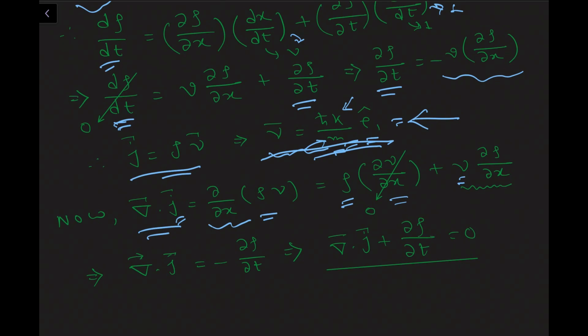Now we can write that the divergence of J is equal to v into del rho del x, but we already know that v into del rho del x is minus del rho del t. So instead of v into del rho del x, we write minus del rho del t. Therefore the divergence of J plus del rho del t is 0. That means our given wave function satisfies the probability continuity equation. So this is the end of this lecture.